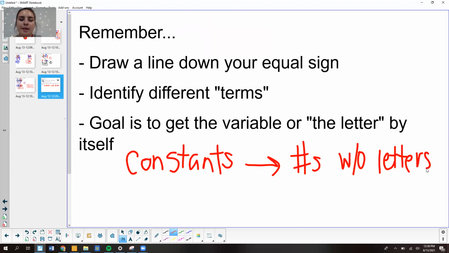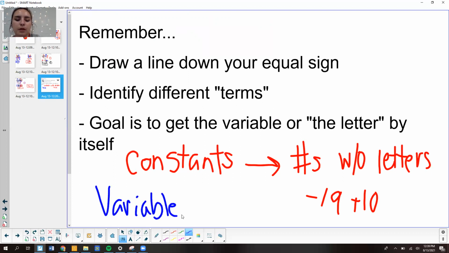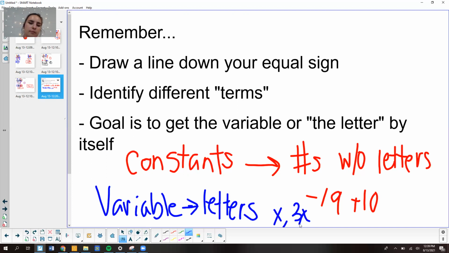I know that sounds weird, but anytime you see like -19, 10, like plus 10, that kind of thing, those are going to be your constants. Your variable terms are going to be your letters. So that's going to be, if you see x, maybe you see 3x, those are going to be your variable terms, okay? So make sure you're identifying your different types of terms. And remember, the goal is to get the variable or the letter by itself, because that is going to be your solution to your equation, okay?